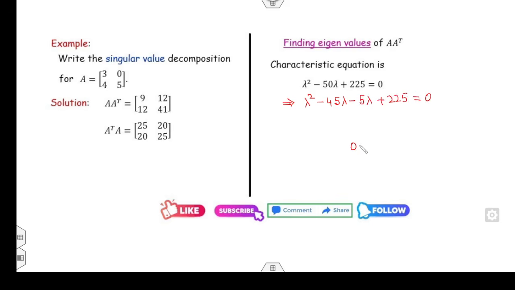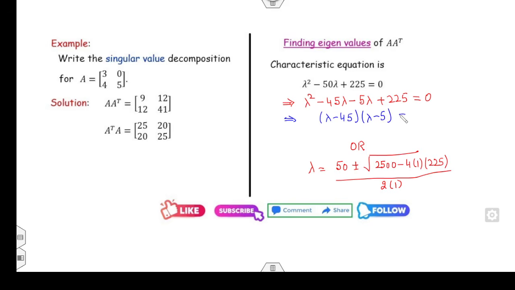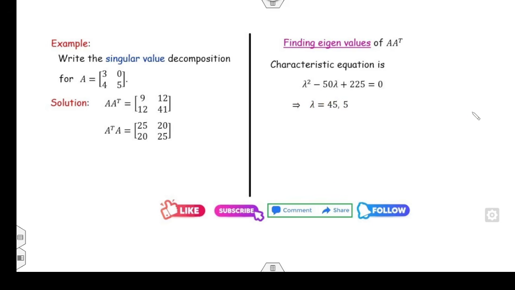Fine. Or instead of them, you can write it as minus b plus or minus the square root of b square minus 4ac, divided by 2a. Choice is on your side. So if you solve them, you will get (lambda minus 45)(lambda minus 5) is 0. That means the lambdas are 45 and 5. Fine.